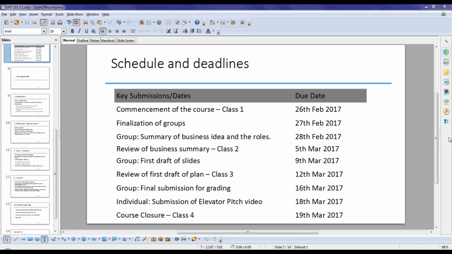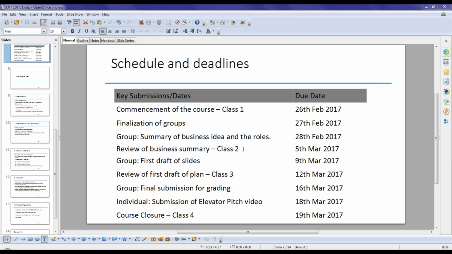No, Aditya, it's very difficult to do it alone. I would say it is almost impossible, because you will get different perspectives and you have to collect all this data. If you look at these deadlines, you have to finalize the idea and roles by 28, and then the business summary has to be reviewed in the next class.